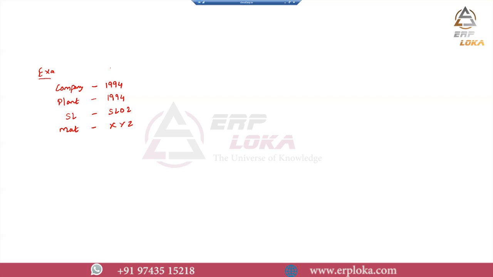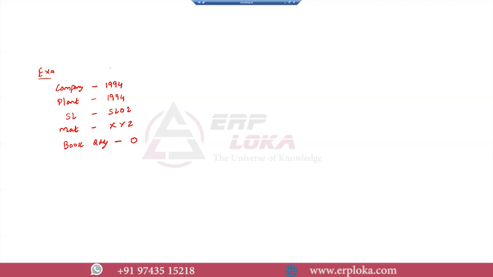For example, let me take an example. You have your company code, which is 1994, and you have your plant, which is also 1994, and your storage location, which is SL02. And you have a material of, for example, XYZ. And the book quantity, or you can call it the SAP quantity, is 0 as of now. From this example, we can understand that under one company, we have different plants. In that one plant, we have a material XYZ. For that material, we don't have any stock.